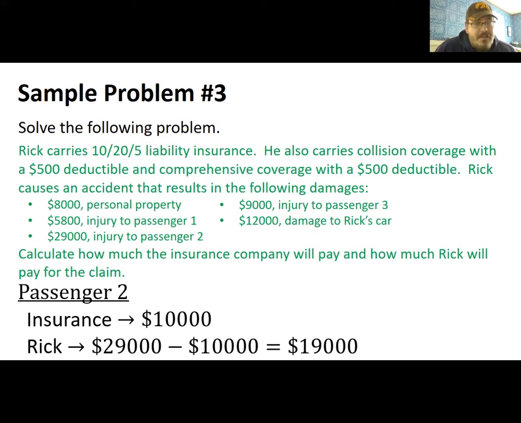So again, this is illustrating why the minimum liability insurance may not always be enough when an accident occurs. So just keep that in mind.